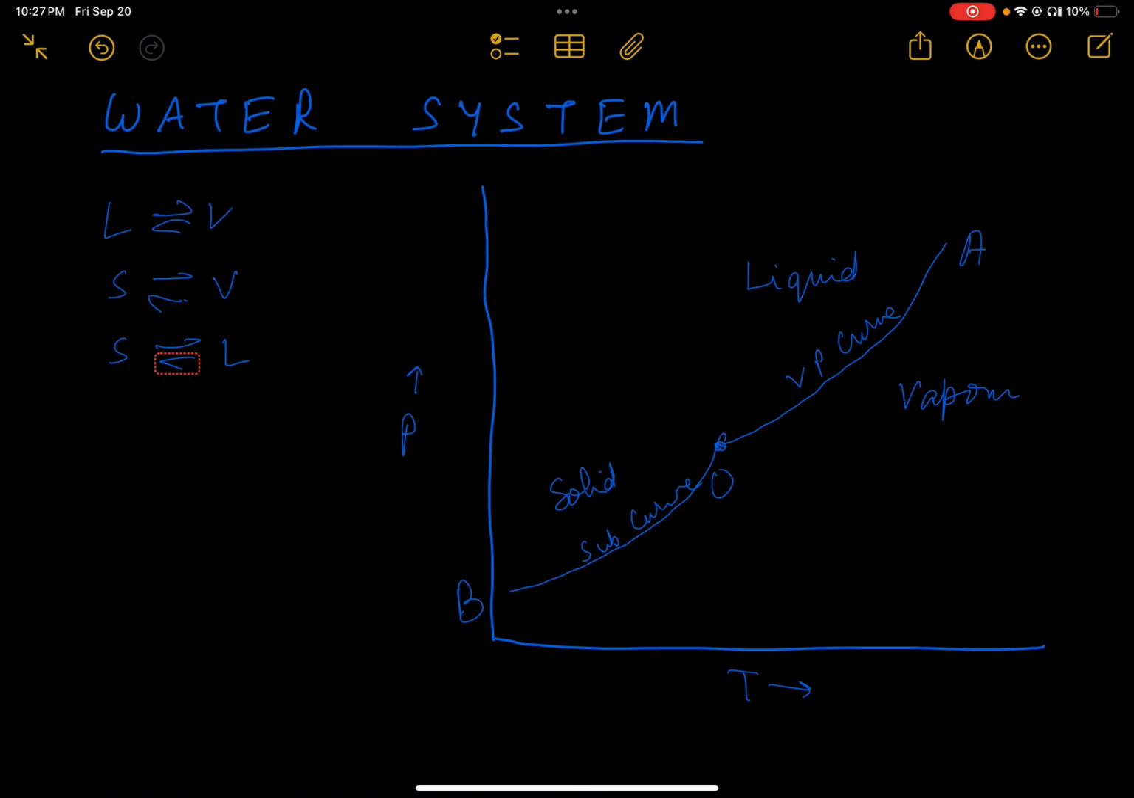At the point O, where the two curves meet, three phases exist, namely solid, liquid, and the vapor. This point is known as the triple point. The temperature and pressure at the triple point in case of water is 0.0075 degrees centigrade temperature, and the pressure at this point is 4.58 atmospheric pressure.